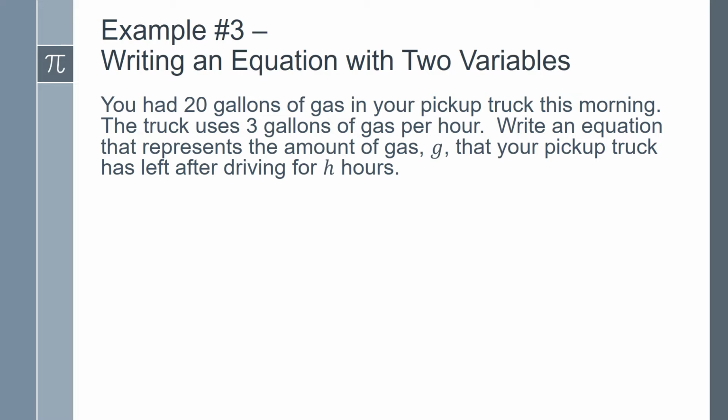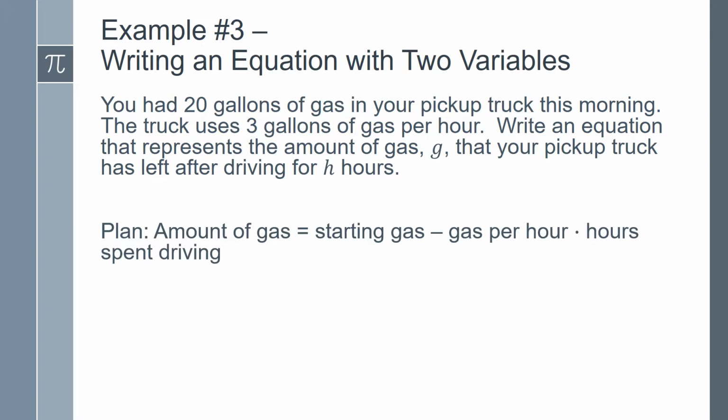For example number 3, we are going to write our own equation using two variables. You had 20 gallons of gas in your pickup truck this morning. The truck uses 3 gallons of gas per hour. Write an equation that represents the amount of gas, G, that your pickup truck has left after driving for h hours. So first we'll come up with our plan.